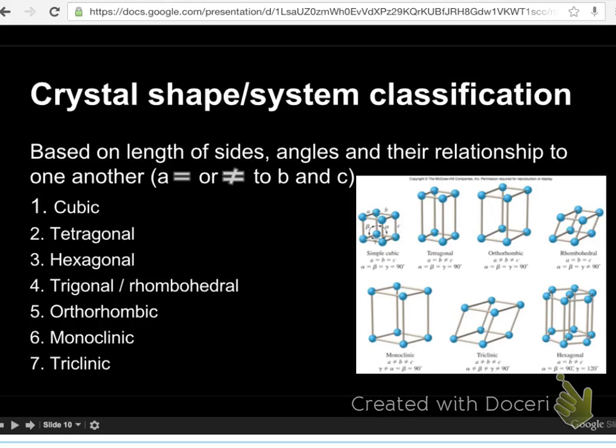And this sometimes gets called crystal system. And in the field guides that we'll be using tomorrow, it is called crystal system. So it's straight up geometry. If you loved geometry because it's all just rules and relationships and it's very tangible, you're going to like this. It's all about the length of the sides, whether the sides are equal to one another, and what the angles between the sides are.